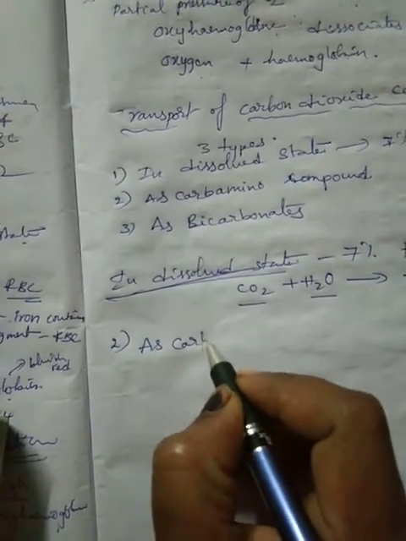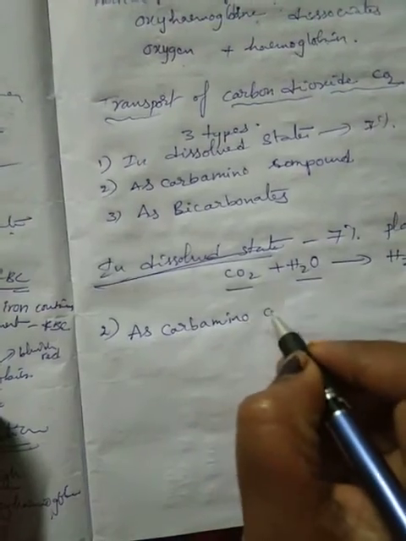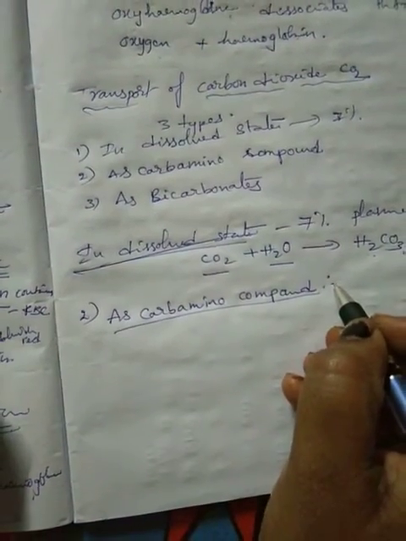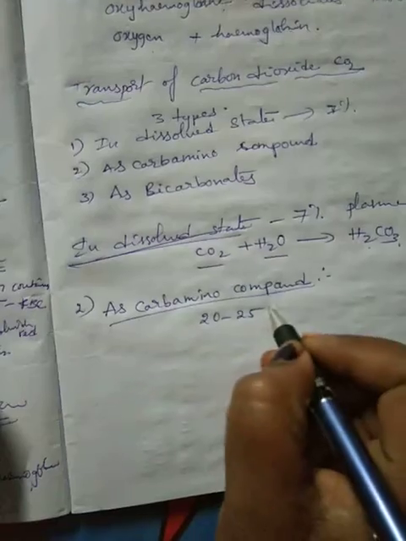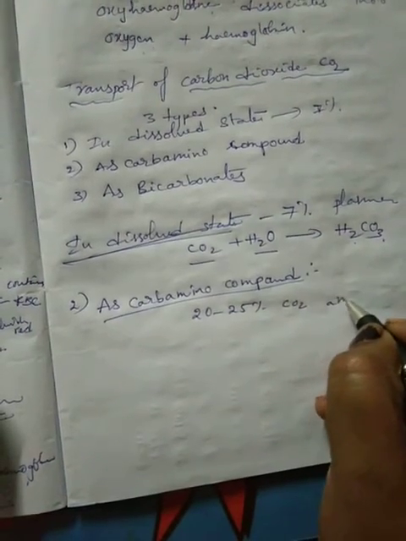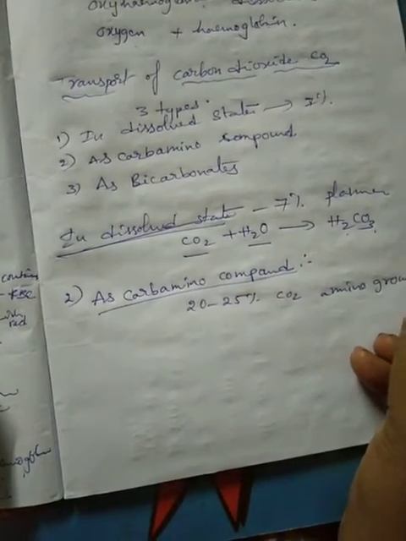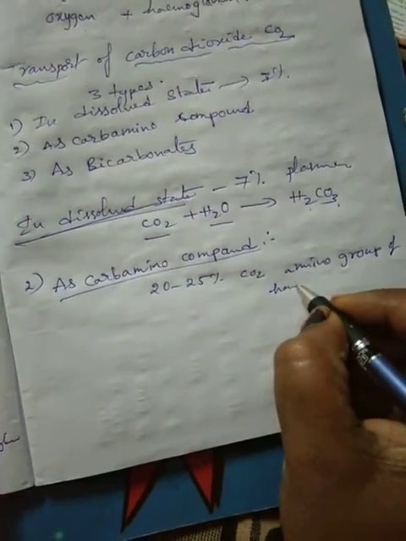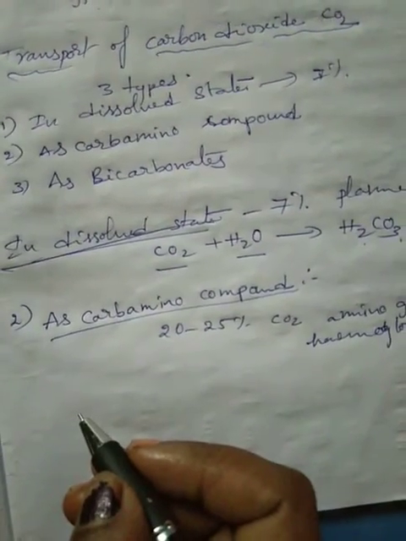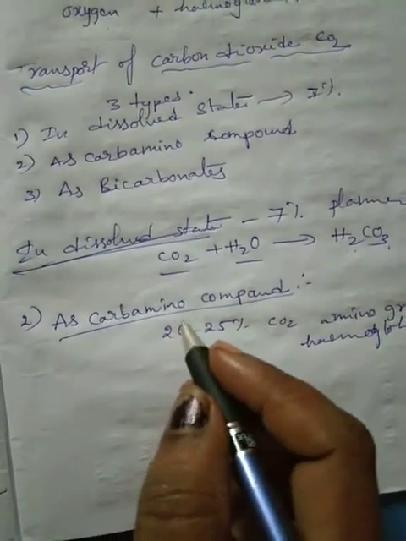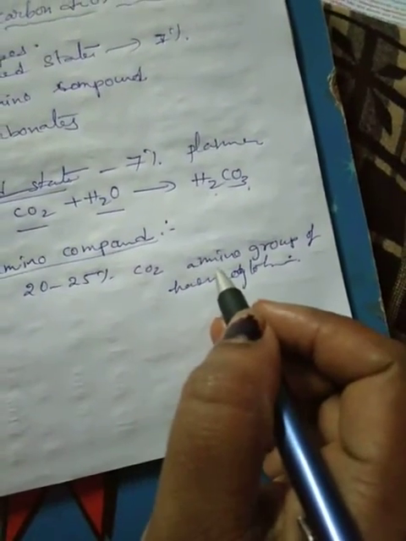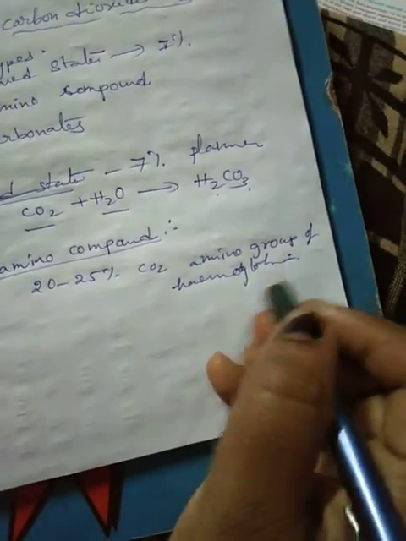Next, second stage, carbamino compound. 20 to 25% of CO2 directly combines with the amine group of hemoglobin, then forms carbaminohemoglobin. 20 to 25% of carbon dioxide combined with the amine group of hemoglobin.